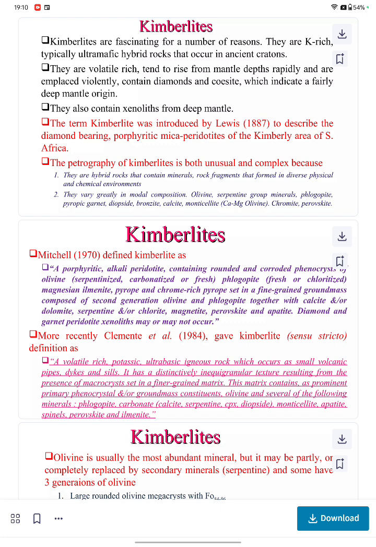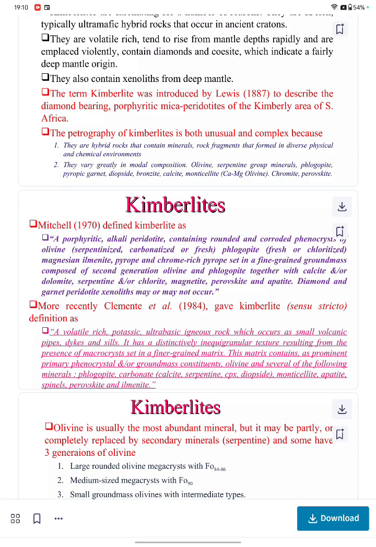That is a high grade quartz, which indicates a fairly deep mantle origin. They also contain xenoliths from the deep mantle as well. The term kimberlite was introduced by Lewis because this is a diamond-bearing porphyritic mica peridotite of the Kimberley area of South Africa. The petrography of kimberlite is both unusual and complex because they are hybrid rocks that contain minerals, rock fragments, and they formed in diverse physical and chemical environments.